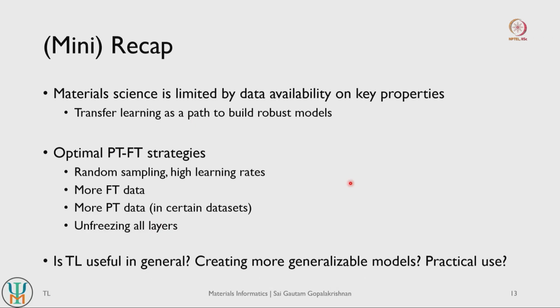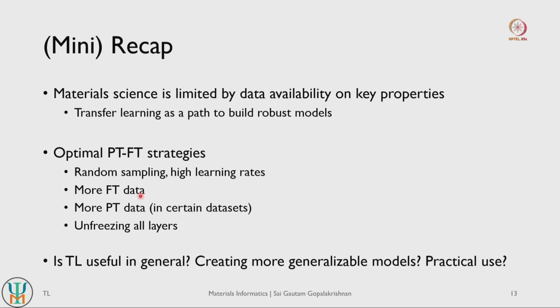With that we will take a mini recap and stop this lecture. So we saw that material science is limited by data availability on key properties, and we can probably use transfer learning to build more robust models to mitigate this data availability problem. We mainly looked at the different handles and different strategies to use pairwise transfer learning in an optimal fashion. So we found that random sampling is good. Models typically need higher learning rates during their fine tuning.